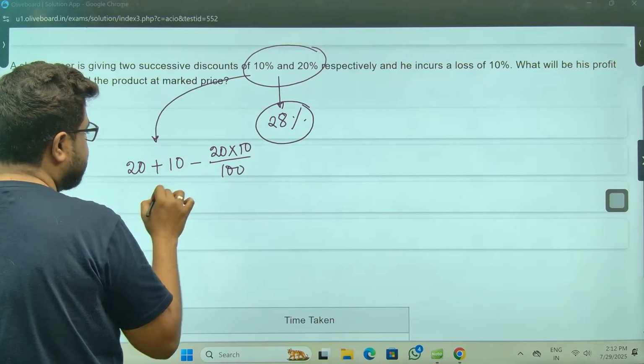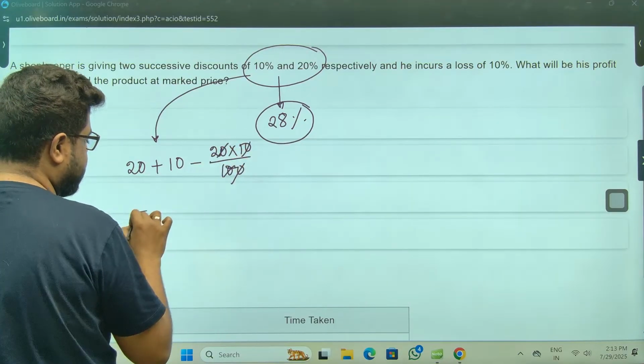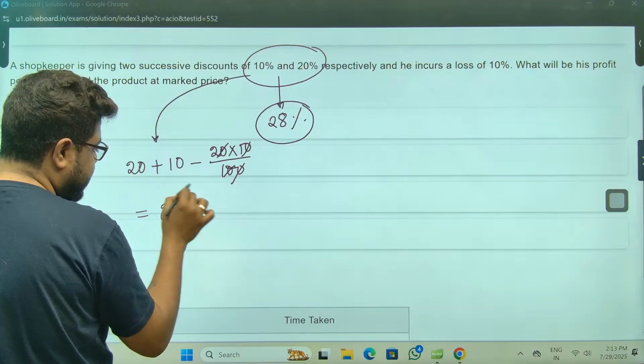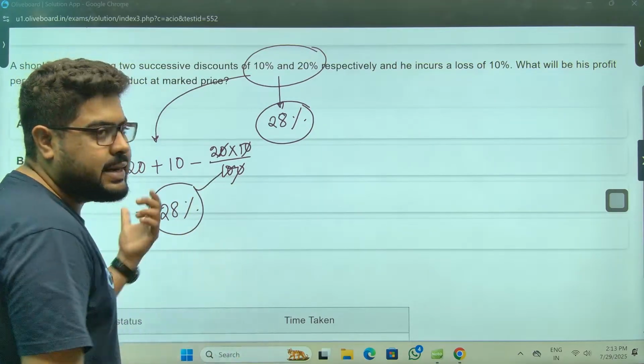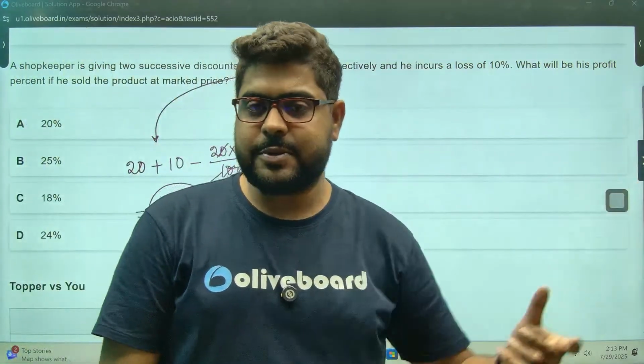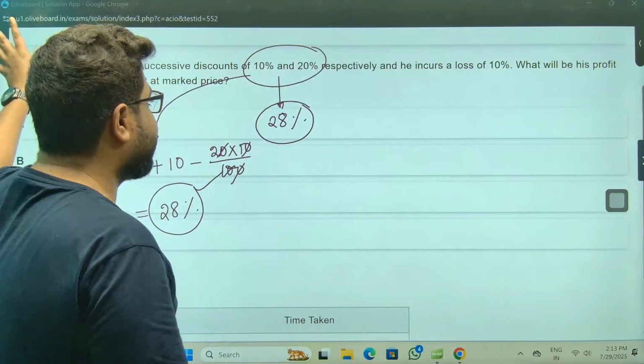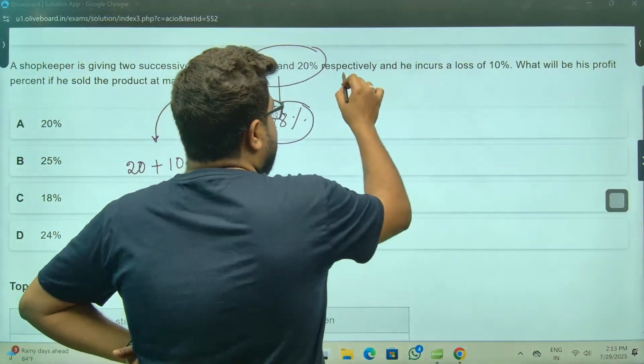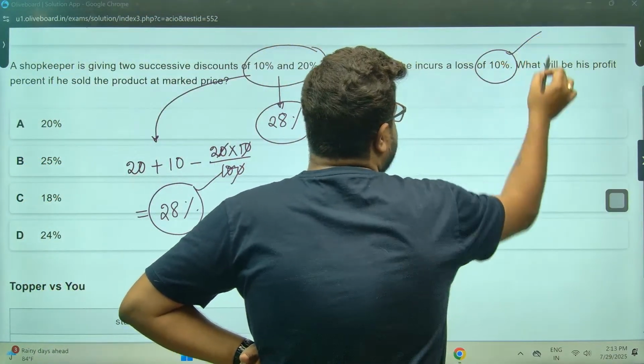Now why that comes, I've explained that in the foundation. 28%, sir. Actually, this is minus minus, then plus. Minus minus becomes plus. That is how it comes. Minus we keep common, sir. And he incurs a loss of 10%.